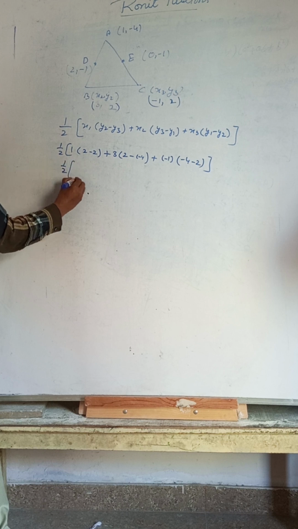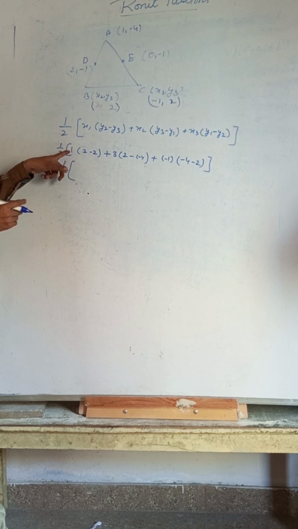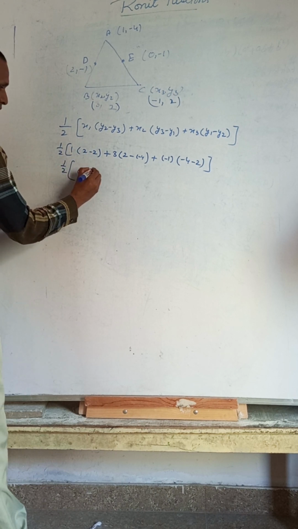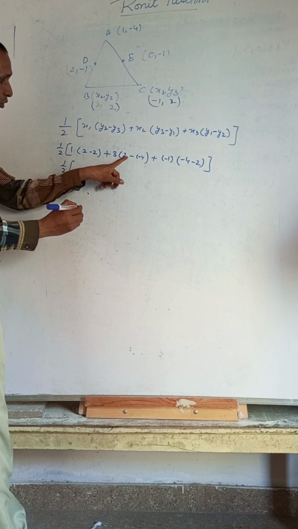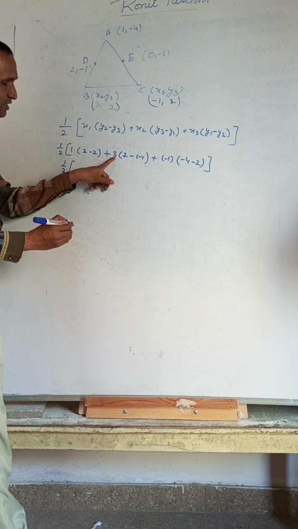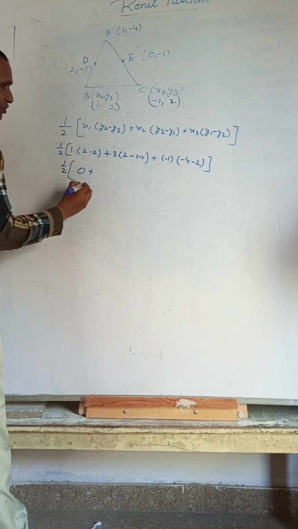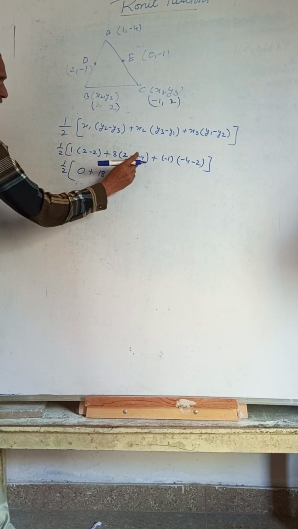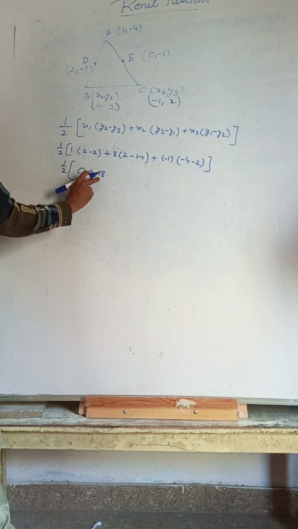Then 1 by 2 bracket. This will become 2 minus 2 is equal to 0, 0 into 0 is 0. Okay, this one, what does it become? Minus into minus is plus, 4 plus 2 is equal to 6, and 6 into 3 is equal to 18. So 18, the half of this, we can write 18.